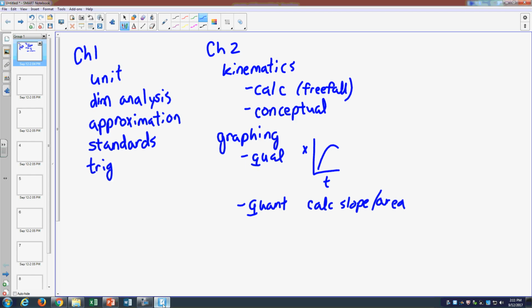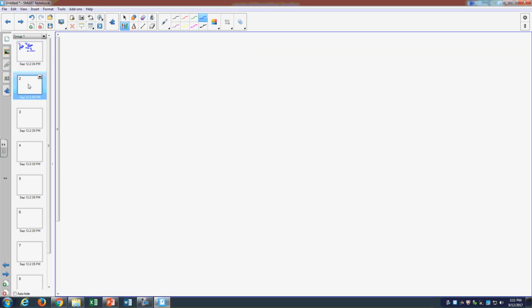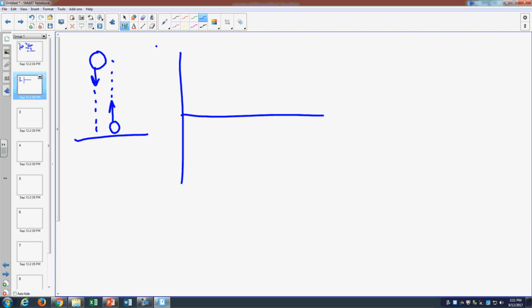So let me go back to the blank page here. In this case, I had a bouncy ball. I drop it. It goes down, and then it bounces back up again and comes back up to where you were. And you want to be able to draw the v versus t for this graph. You will need to do this, to take some physical scenario and produce either the v versus t or the x versus t graph for that.